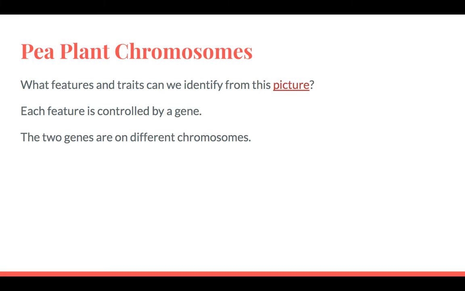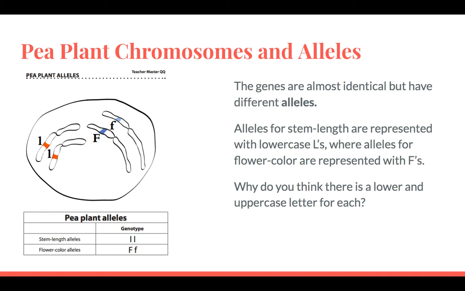Each feature is controlled by a gene. The two genes are on different chromosomes. You have hundreds of thousands of millions of chromosomes within your body. The genes are almost identical, but have different alleles. The alleles for the stem length are represented with lowercase l's, where the alleles for the flower color are represented by F. And it's asking, why do we think there's a lowercase and an uppercase?